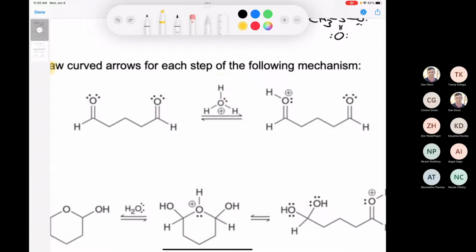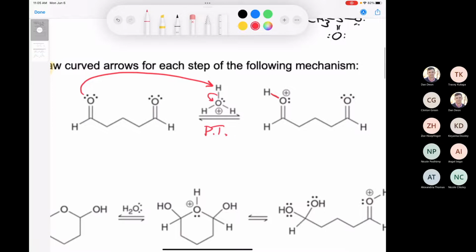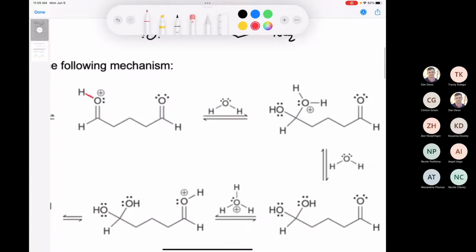So where's the bond that we're making? We're making this bond here. And we're taking a proton from our acid, our hydronium. So we're going to start on one of the lone pairs over here, and we're going to draw an arrow that's going to end up on a hydrogen atom like this. But then what happens to this pair of electrons? Where are they going to go? That pair of electrons are going to have to go onto the oxygen to make a water molecule. So this would be a proton transfer in the first step, and we produce an oxonium.